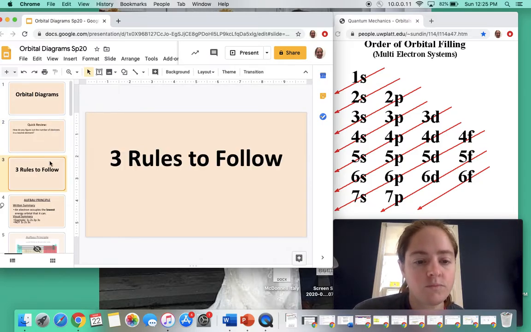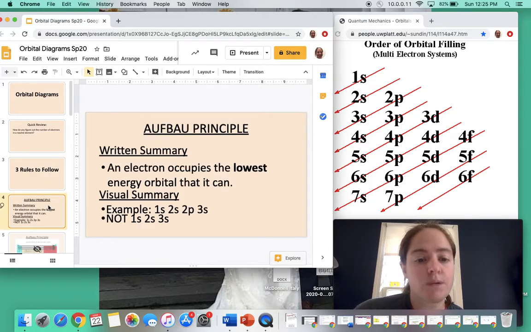Okay? As we go through this, there's three main rules that you want to follow. And these will start to make sense as you do the practice at the end too, but you need to have an intro to these rules. The first principle is Aufbau's principle. And what it means is an electron occupies the lowest energy level that it can.